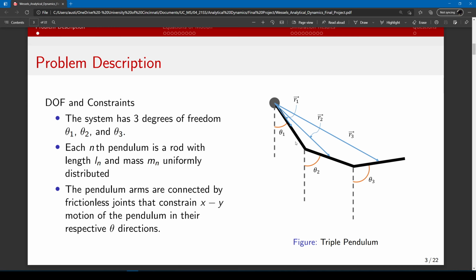Each pendulum arm is connected via massless or frictionless connectors, so we do have somewhat of an ideal system here. And those constrain the motion in the XY plane strictly to its theta direction. So you can see here we also have these R1, R2, and R3 vectors, and these vectors point to the center of mass of each pendulum, which will be useful for deriving the equations of motion.